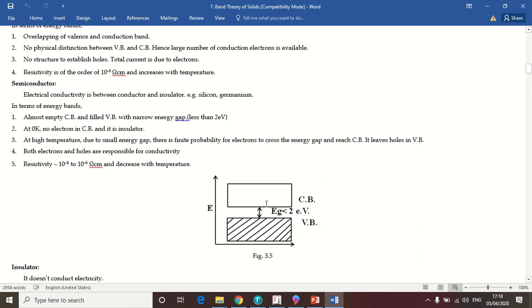For semiconductors, conductivity is due to both electrons in conduction band as well as holes in valence band. When electrons leave the valence band and get excited to conduction band, a hole is formed in the valence band. The resistivity is 10 raised to minus 4 to 10 raised to minus 6 ohm centimeter, and it decreases with temperature. As temperature increases, more and more electrons get excited to conduction band, and therefore conductivity increases, resistivity decreases.